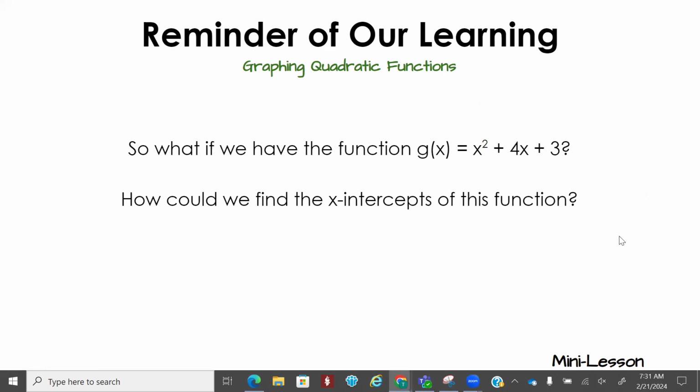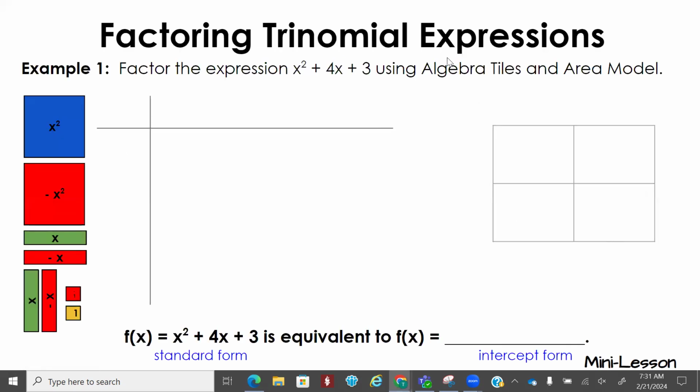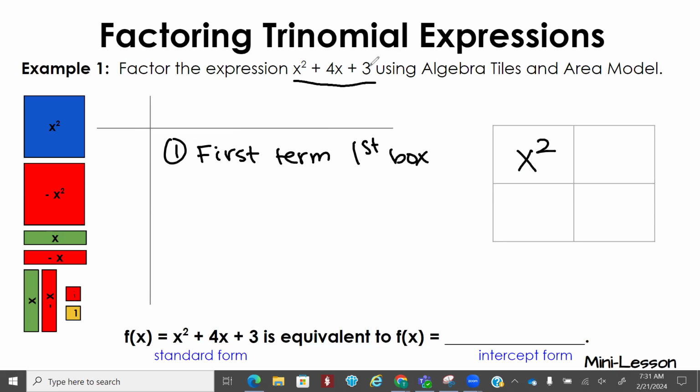Well, we can factor, right? And we started talking about this yesterday using the algebra tiles. I want to skip over the algebra tiles and focus on this area model, because that's where we're going to spend the majority of our time. When you have this type of expression, the first thing you're going to do is put the first term in the first box, and you're going to put the last term in the last box.